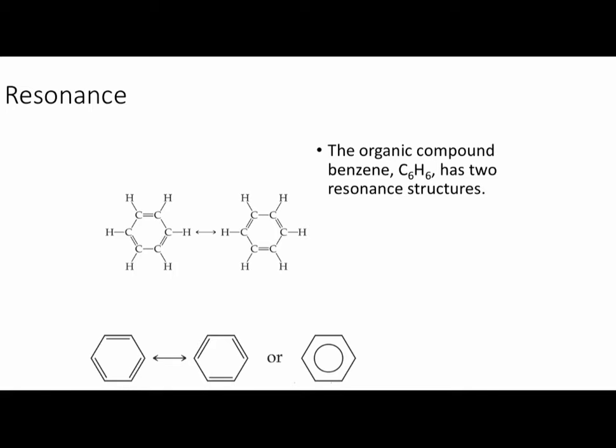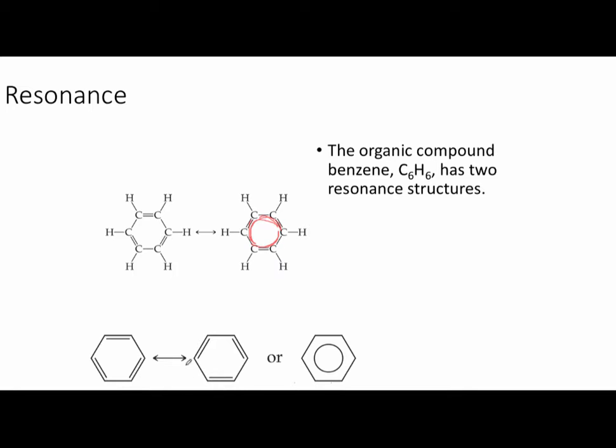One very important compound, benzene, has two resonance structures. You can see in the benzene molecule that I have alternating single and double bonds. In reality, those bonds are shared across pretty much that entire molecule. So for all of these bonds, I have neither a double nor a single. I really have 1.5 bonds.